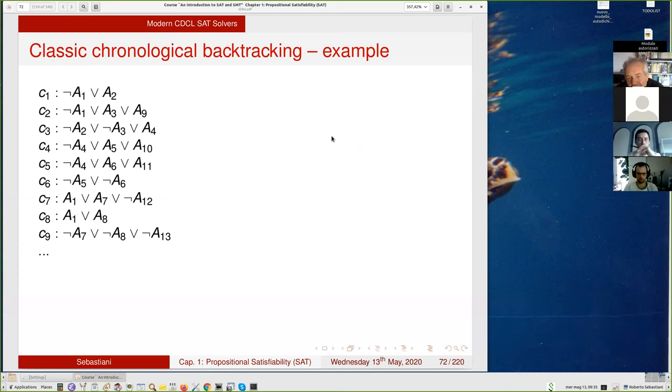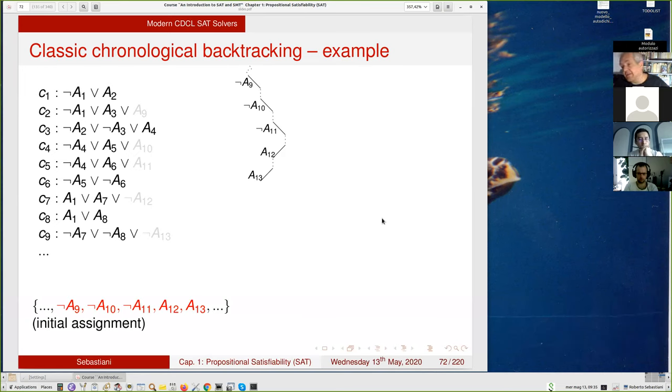Imagine you have a huge formula, with hundreds of thousands or millions of clauses and variables. Assume that these nine clauses are a tiny piece of that formula. Now suppose at a given point of your search, you have assigned some of those literals. Suppose you have assigned A9 to false, A10 to false, A11 to false, A12 to true, A13 to true. Notice that in between you may have other assignments on other variables in the formula which are not shown here.